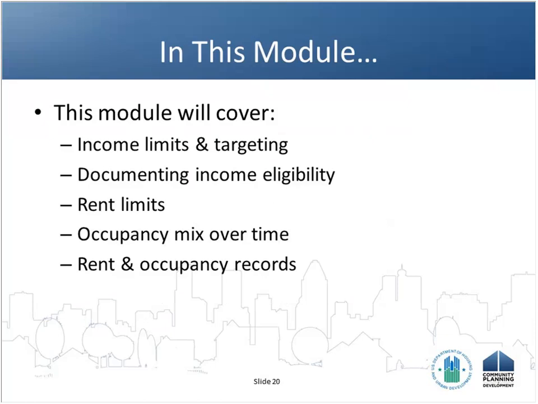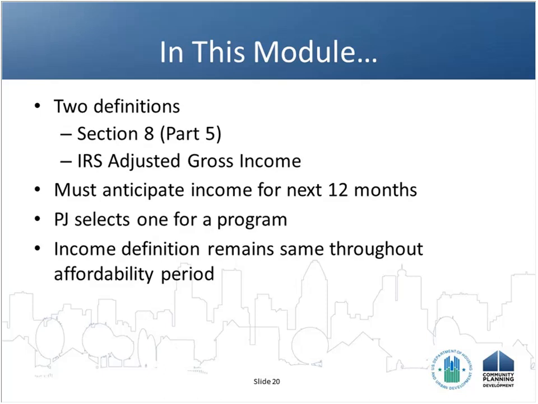So we're going to switch gears now and talk about how we're going to maintain affordability during that affordability period. We're going to be talking about income restrictions, how we're going to document those, and then also rent limitations and how that's going to change over the life of that property.